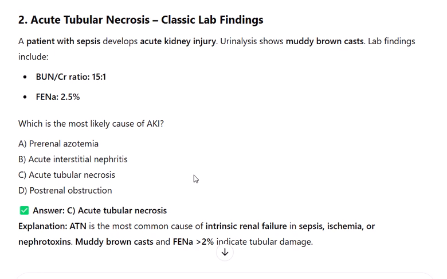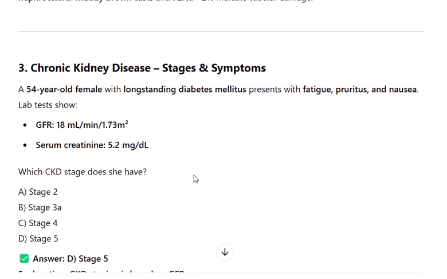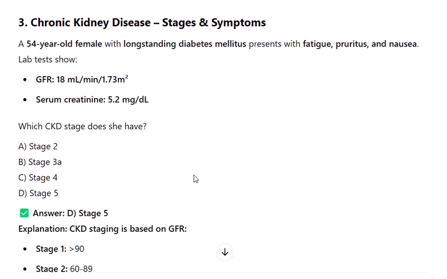Explanation: ATN is the most common cause of intrinsic renal failure, seen in sepsis, ischemia, or nephrotoxins. Muddy brown casts and FENa greater than 2% indicate tubular damage. 3. Chronic kidney disease, stages and symptoms. A 54-year-old female with long-standing diabetes mellitus presents with fatigue, pruritus, and nausea.